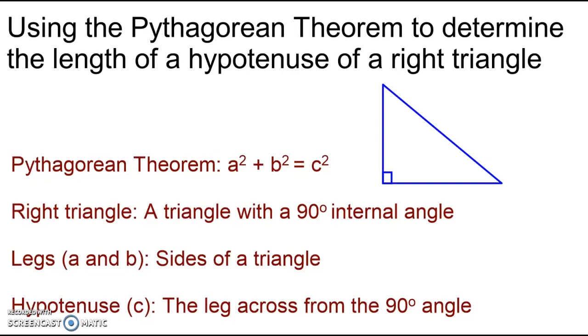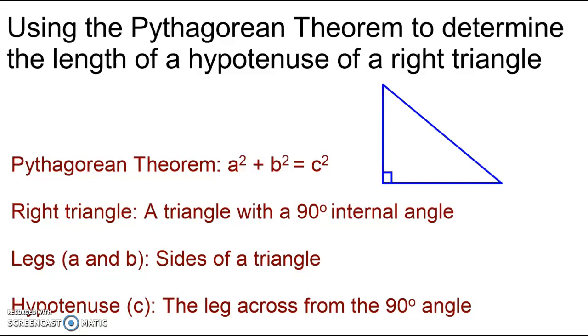However, I'd like to remind you that the Pythagorean theorem states that for any right triangle, the sum of the squares of the legs is equal to the square of the hypotenuse. So it's listed as a squared plus b squared is equal to c squared.